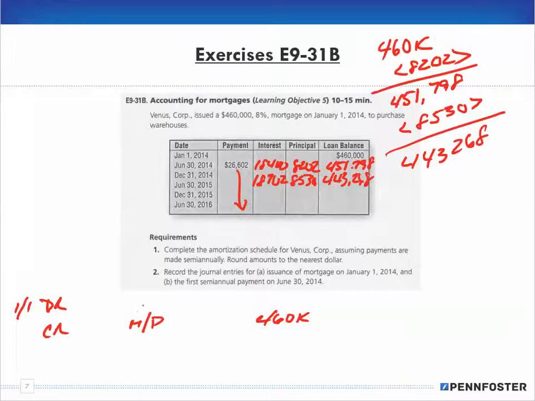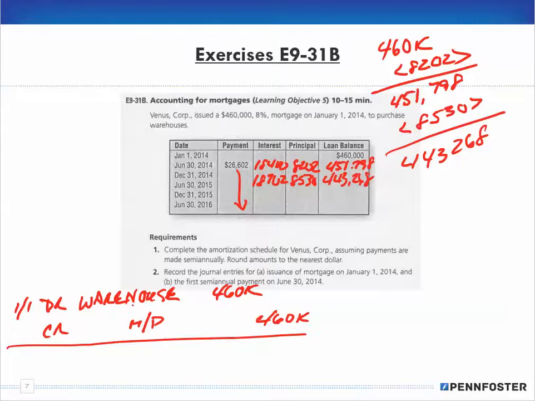And so what are we doing? We're buying a warehouse, so we're buying an asset. So most likely I would name the general ledger account warehouse and debit it in the amount of $460,000. So that is the purchase of the warehouse by issuing a mortgage payable for $460,000. All right. Now I'm going to pause the video, write that down, because I'm going to erase it.